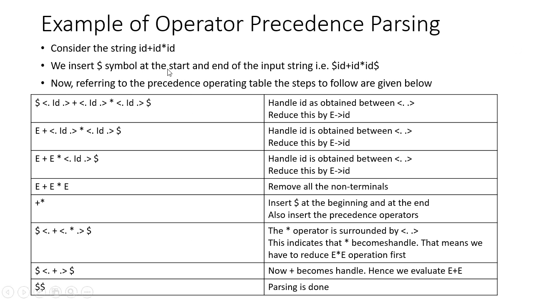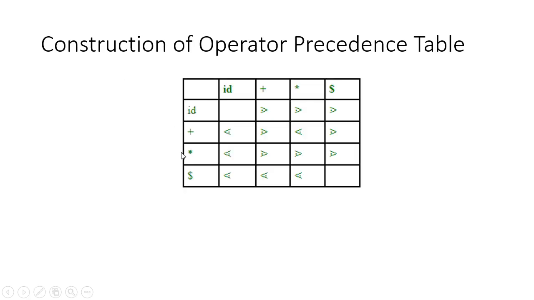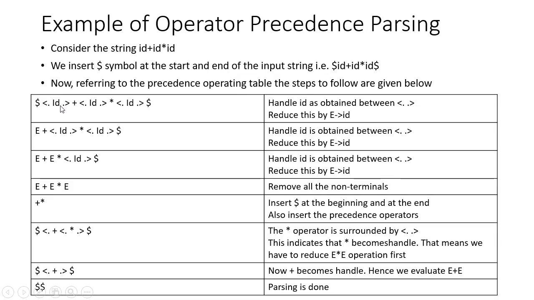So let us just see an example on it: id plus id into id. First of all, we add a dollar in the beginning and add a dollar at the end. Then we put in the relations according to the operator precedence table. Dollar has less precedence than id, id has more precedence than plus. If you look at the table, you can see that dollar has less precedence than id. Repeat the same process: id has more precedence than plus, plus has less precedence than id, and so forth.